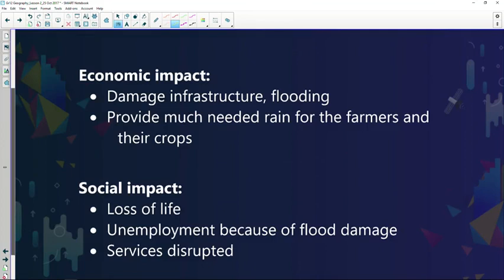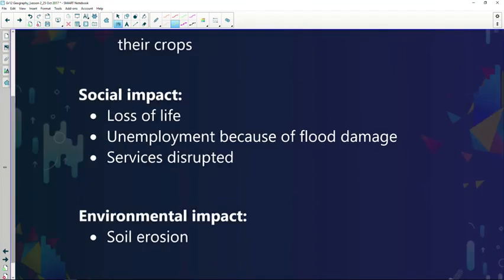Now, environmentally, a lot of rainfall can cause basically soil erosion. Topsoil is being washed away. That means the nutrients in the soil are being washed away, and it makes it difficult for farmers to continue their farming. And that means they need to use more fertilizers. More fertilizers means they need to spend more money. Spending more money means they're making less money. So it's a continuous cycle.